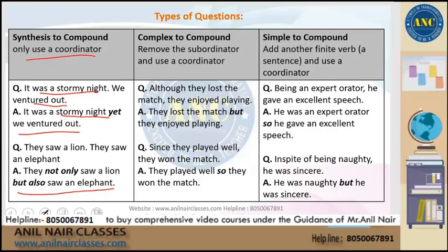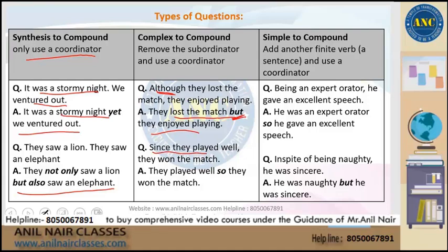You have to remove the subordinator and use a coordinator. Although they lost the match, they enjoyed playing. Here, although is the subordinator. So what are you trying to say? You're trying to say they lost the match, but they enjoyed playing. That's the but is the coordinator. So this is how you convert a complex sentence to a compound sentence.